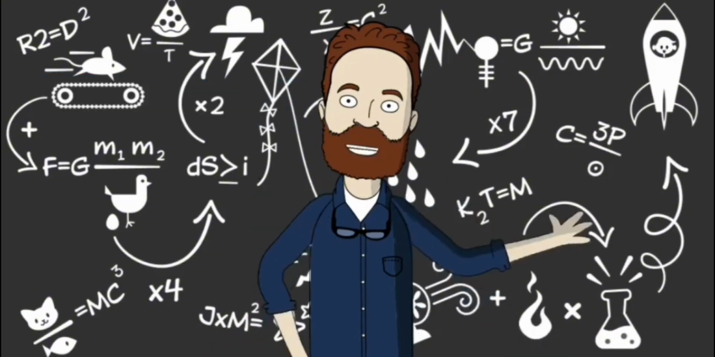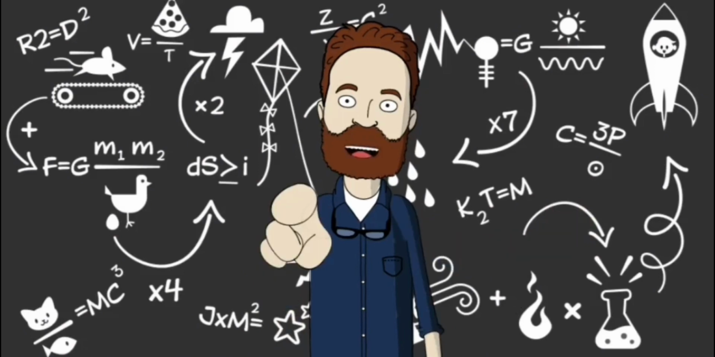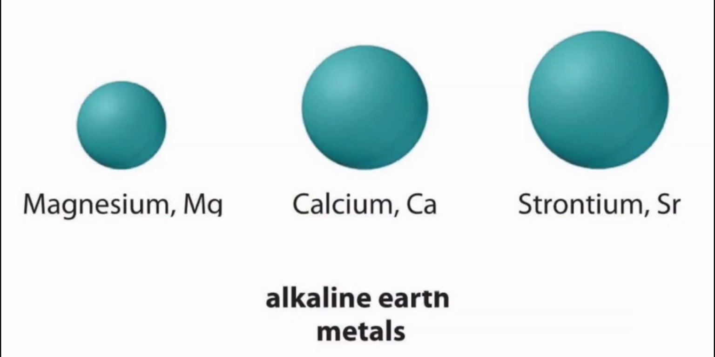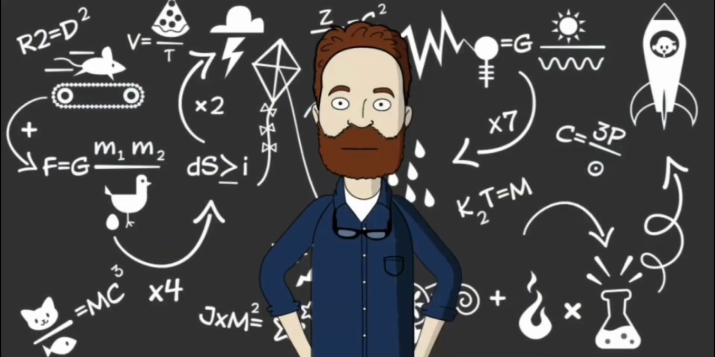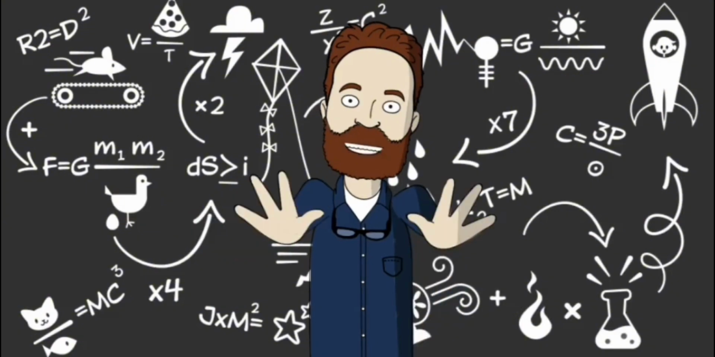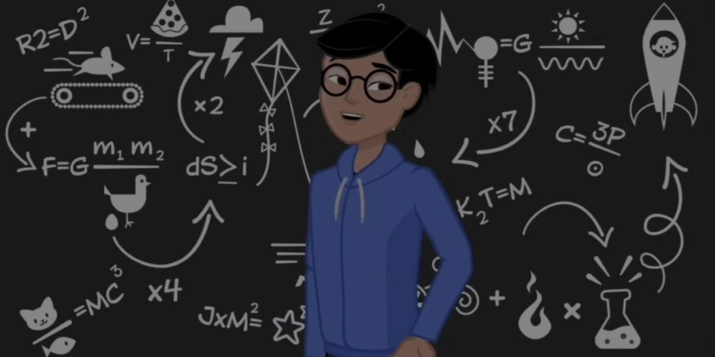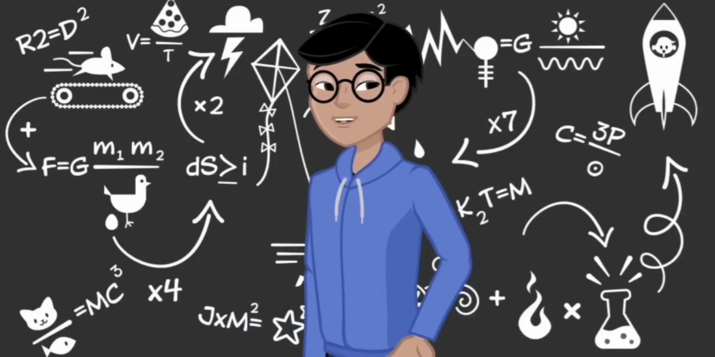For example, consider the trend in ionic radius for the alkaline earth metals magnesium, calcium, and strontium. As you move down the group, ionic radius increases due to the addition of electron shells, resulting in larger cations. Ionic radius decreases as you move from left to right.